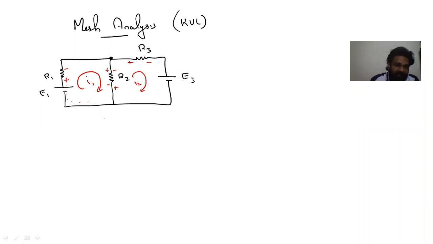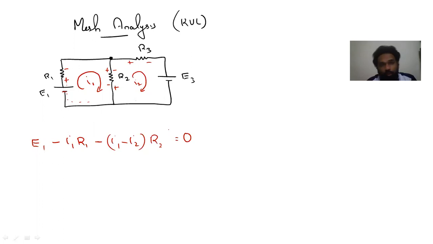Okay. Now if we write KVL, Kirchhoff's voltage law, the sum of all voltages in a loop will be 0. Let us see. So E1, in clockwise direction we are taking E1. Now minus I1 R1. When we come in the middle branch, there I1 and I2 are there. Consider I1 is greater than I2. Just we are considering like that. Minus (I1 minus I2) into R2. This is equal to 0. This is one equation for the first loop.